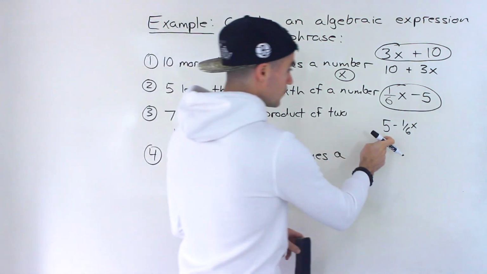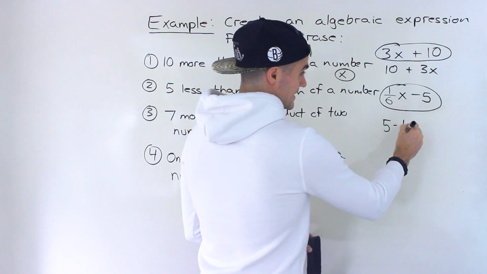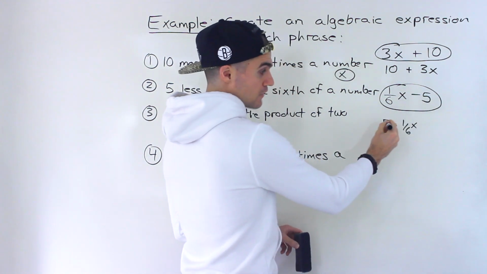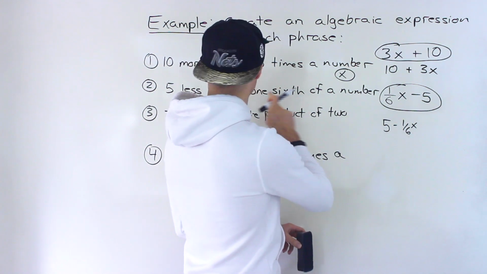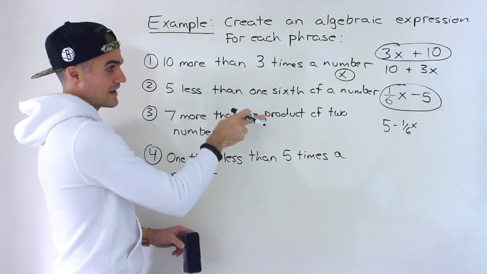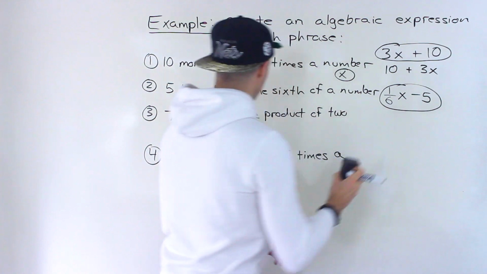This one here would be 1/6 of a number subtracted from 5. Okay, that would be the expression for this. But with this particular sentence, 5 less than 1/6 of a number, it's that expression right there.